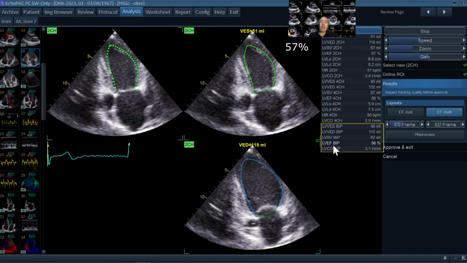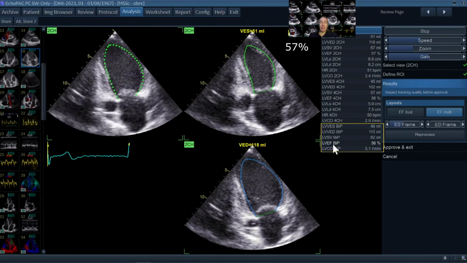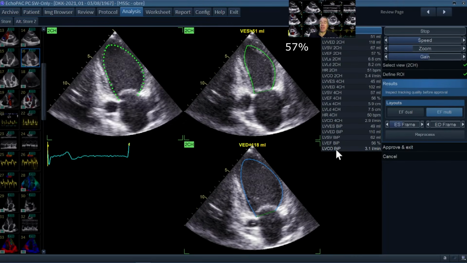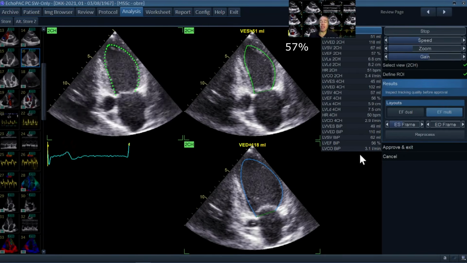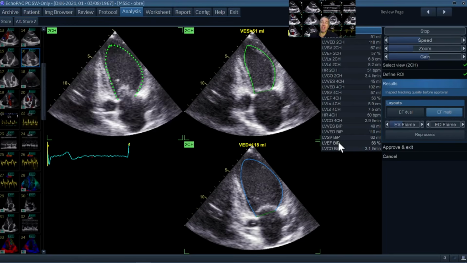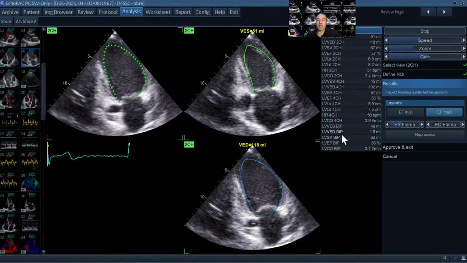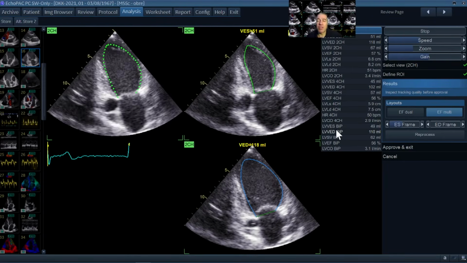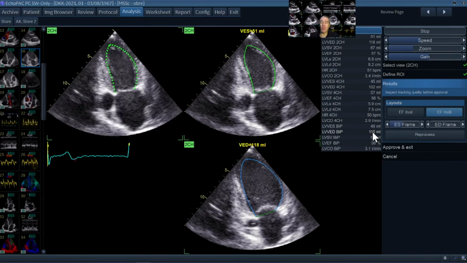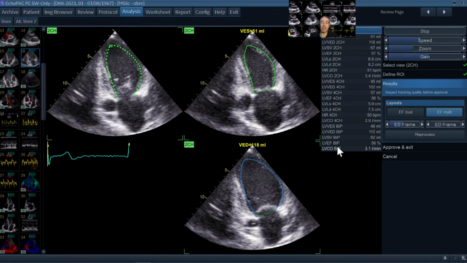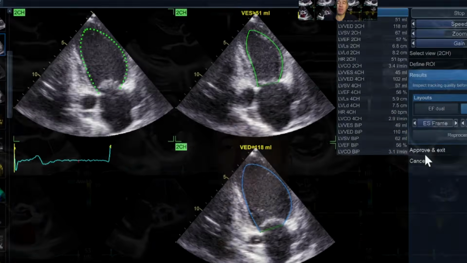The biplane ejection fraction for both the apical four-chamber and two-chamber view is 56%. You can calculate, because you know the stroke volume and the heart rate, you can calculate a cardiac output, which is calculated here to a quite low value at rest. And you have the heart rate here. Of course, then you see the end diastolic and end systolic values in a biplane fashion for 110 milliliters and 49 milliliters, which is in the normal range.